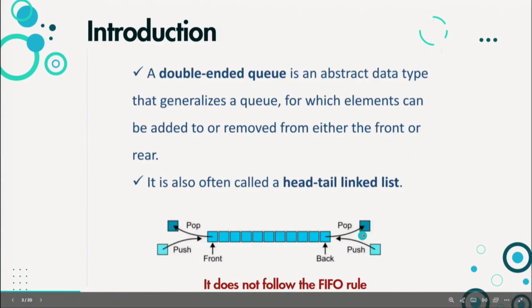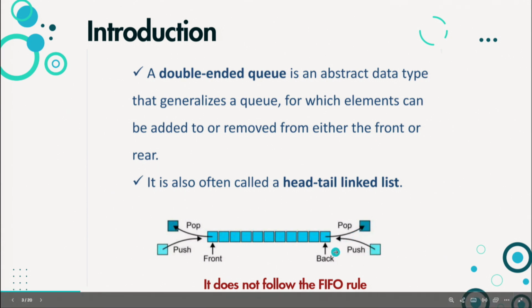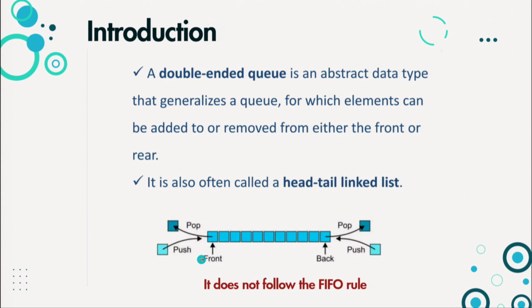In the diagram which you see here, you could see we have a set of elements and we have a pointer named front that marks or points to the first element in the double ended queue, and we have one more pointer named back that points to the last element in the DQ. And you could see here both push and pop, which means insertion and deletion, can be done at the last as well as at the first position in this DQ.